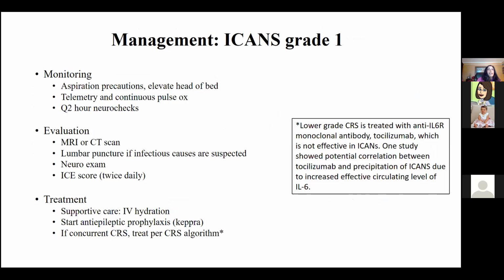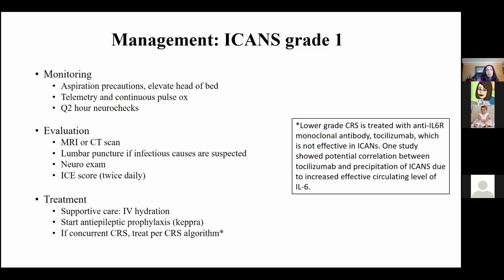So how do we manage ICANS? For grade 1 ICANS, which is usually just some mild confusion, maybe some mild expressive aphasia, those are typically the symptoms we see. We monitor these patients, put them on aspiration precautions, telemetry, continuous pulse ox. Usually all patients are on telemetry anyway. They get Q2-hour neuro checks. We would do some sort of brain imaging, lumbar puncture if we think that an infectious cause or maybe early disease relapse is suspected. Detailed, thorough neuro exam. And then we typically will do the ICE score twice daily because these patients can evolve in their symptoms very quickly.